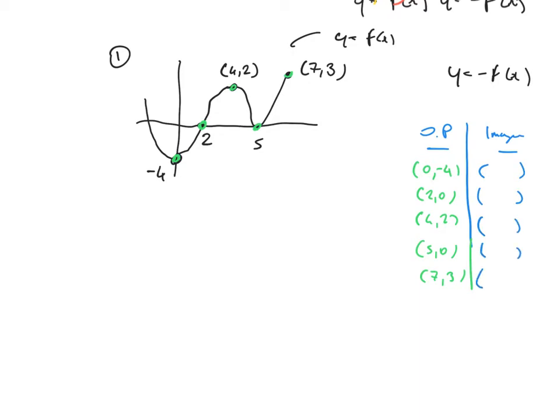So that's easily done. That's 0, 2, 4, 5 and 7. But we invert the y-coordinates, minus 4 becomes 4, 0, you can't invert 0, that's still 0, 4, 2 becomes 4, minus 2, 5, 0, 0 still 0, and 3 becomes minus 3. Okay, so we can now plot in those images. So 0, 4, mark it in, annotate it, 2, 0, you can't invert 0, so that sticks at the same point. 4, 2 now inverts to 4, minus 2, and let's annotate it. 5, 0 inverts to still 5, 0, and 7, 3 inverts to 7, minus 3.